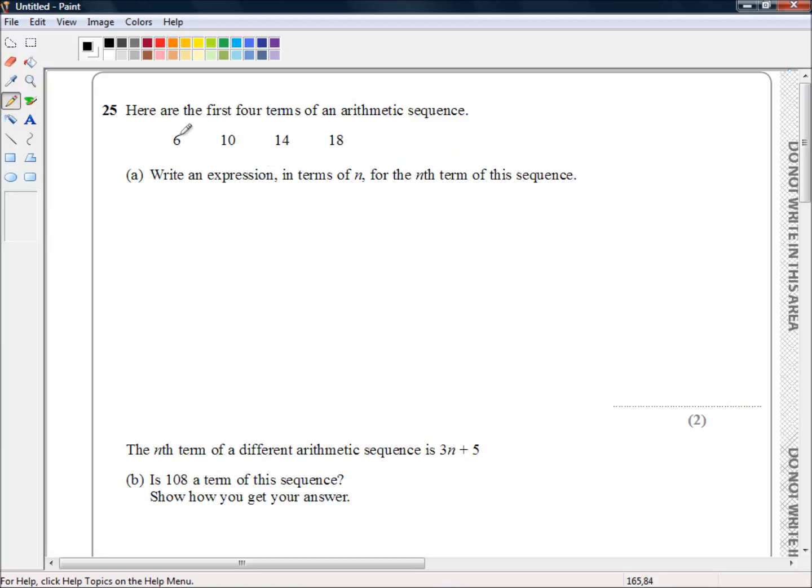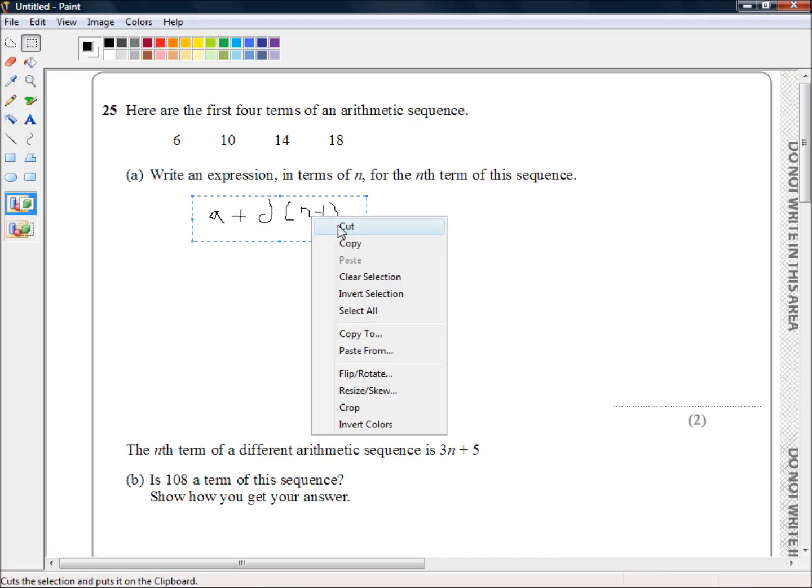Okay, so we don't need to worry about whether it is an arithmetic, geometric or quadratic sequence. We're told it's an arithmetic sequence. If you can remember the formula for an arithmetic sequence, it's the first term plus the common difference times n minus 1. If you can't remember it, we can derive it, so I'm going to pretend we can't remember it.